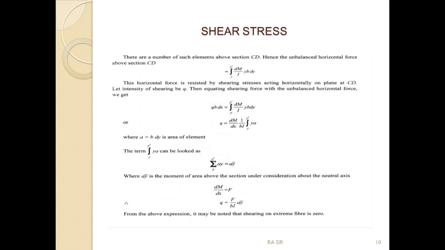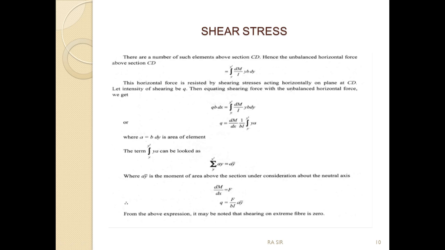Now dM by x is equal to F. Okay, dM by x, we have found out from the initial equations that it is F, the force applied. So q, the intensity, equals F divided by b I, A y bar. Now from this equation we can understand that the extreme shear stress on the extremost fiber is 0.